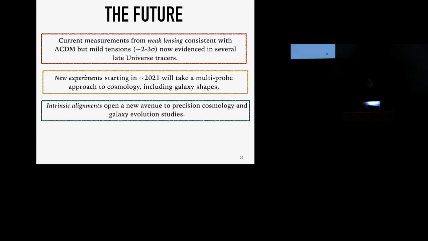The new experiments are starting in 2021, so that is very soon. And they will take a multi-probe approach to cosmology, so that's why we're starting to build all the tools that we need to drive the scientific campaigns of those surveys. And intrinsic alignments are part of that campaign, so they're a challenge to gravitational lensing in that we need to model them very accurately to extract precision cosmology. But they might also be a new avenue to extract information about the cosmological model and about galaxy evolution.